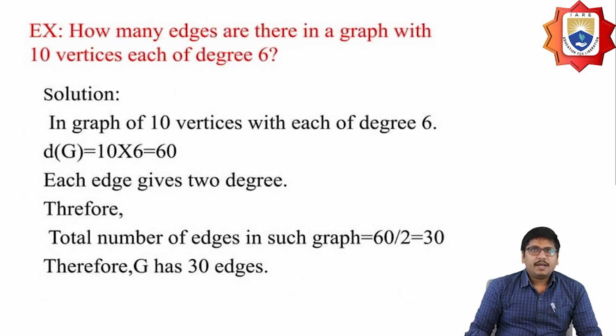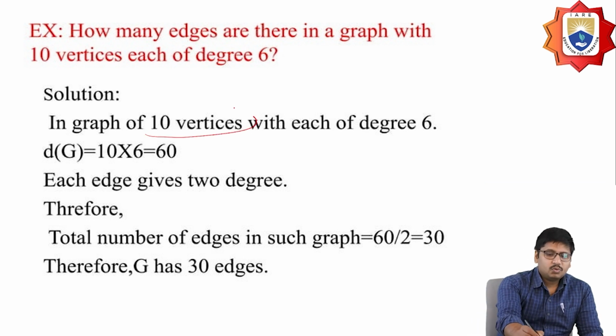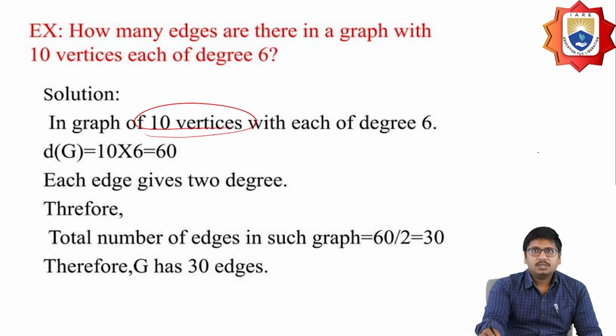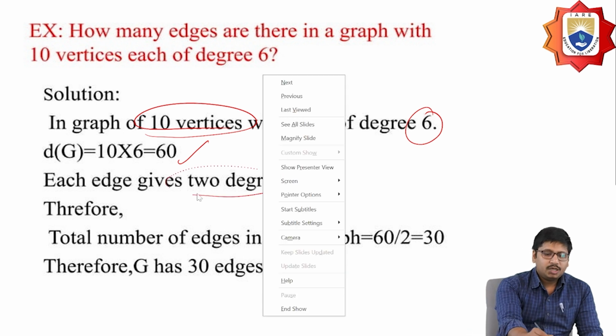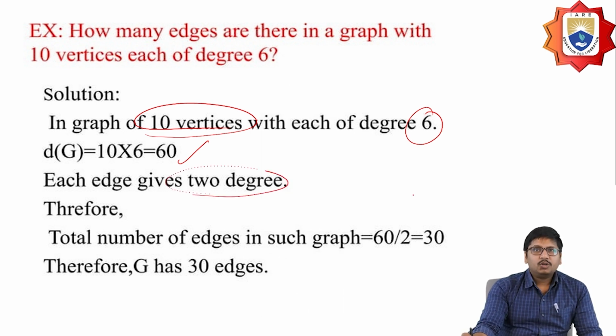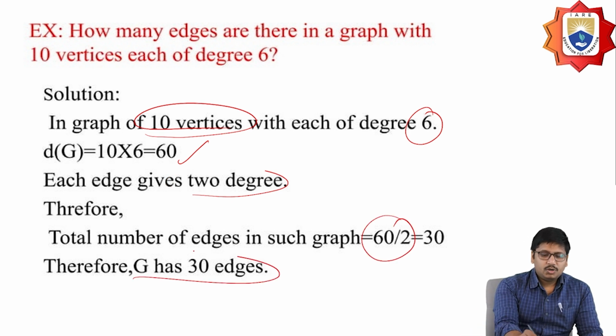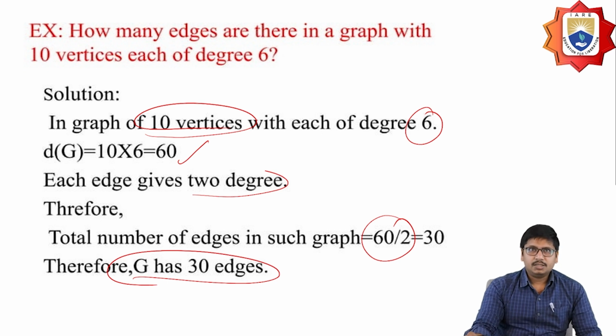Now, how many edges are going to be there in a graph with 10 vertices, each of degree 6? For this, the solution is: if a graph has 10 vertices each of degree 6, then the degree of the graph is 10 into 6. And each edge gives 2 degrees. Therefore the total number of edges in the graph is 60 divided by 2, that is 30. So the graph is going to have 30 edges.